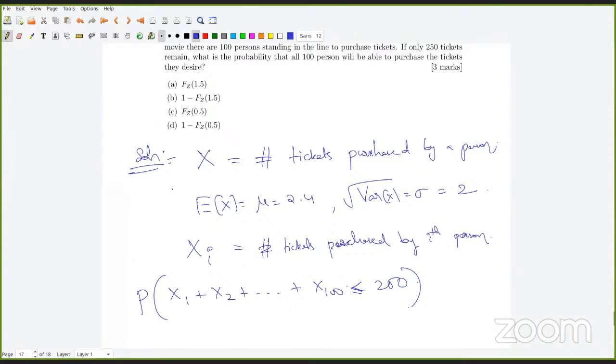See, let us say you understand this x part. How I defined my random variable x. It actually represents the number of tickets purchased by a person. Do you understand how I defined this new random variable xi?